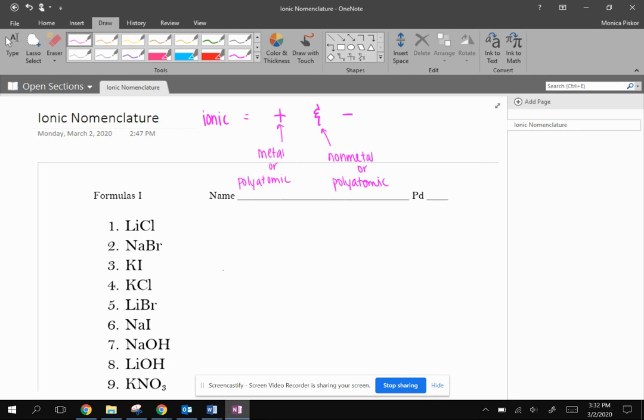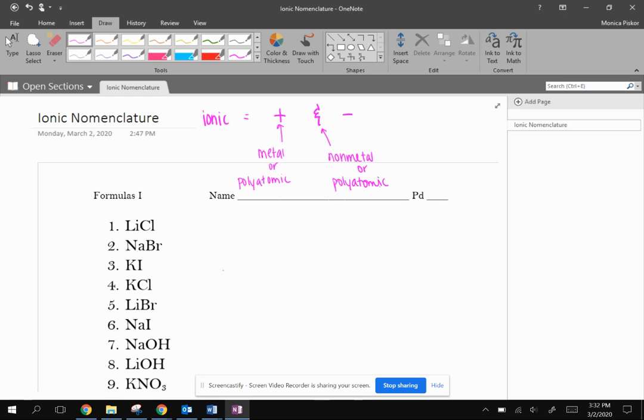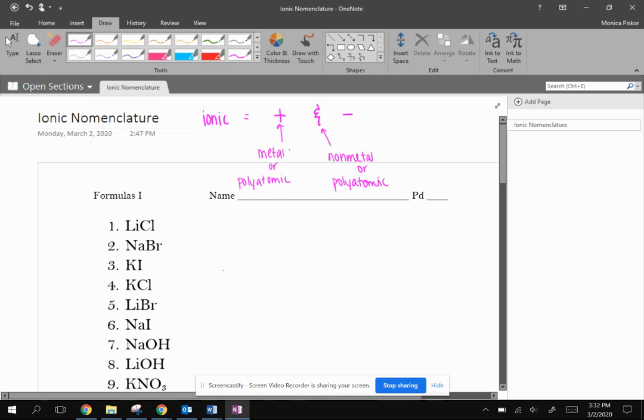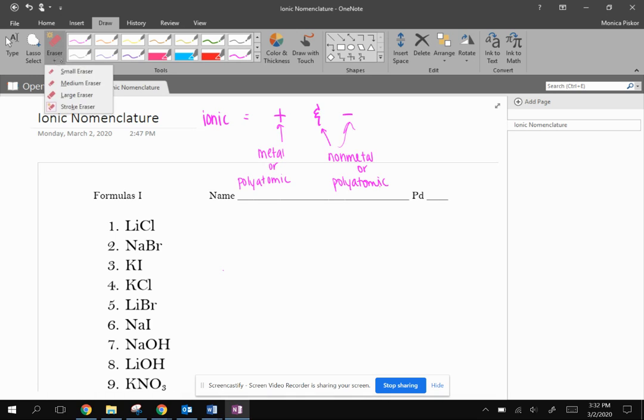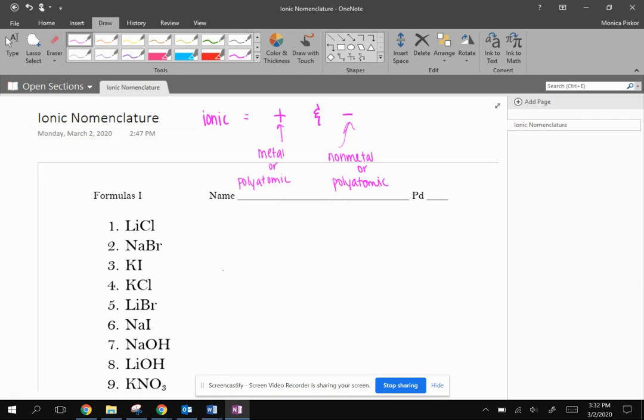So the first thing is you need to be able to recognize when you have an ionic compound. An ionic compound is going to be when you have something that has a positive charge and something that has a negative charge that are bound together through some type of bond, in this case, ionic bond. Your positive charge can come from a metal element or a polyatomic ion. The negative charge can come from either a nonmetal element or from a polyatomic ion that has a negative charge.